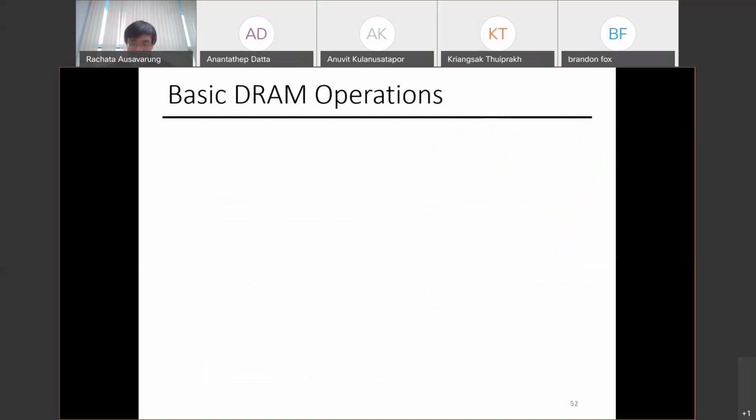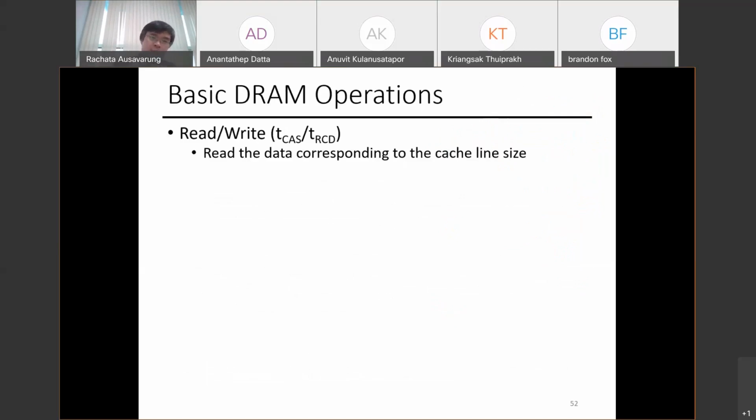So here are the basic operations and the time required to do these operations. When you need to read or write from DRAM, you need to wait. Inside the RAM spec sheet that you buy, you can look at timings called CAS, column access strobe, or RCD, row to column. This is the time required to read the data that corresponds to one cache line. It's the time when you have an open row, you know that's the row you want to read, and you want to read a certain amount of data.